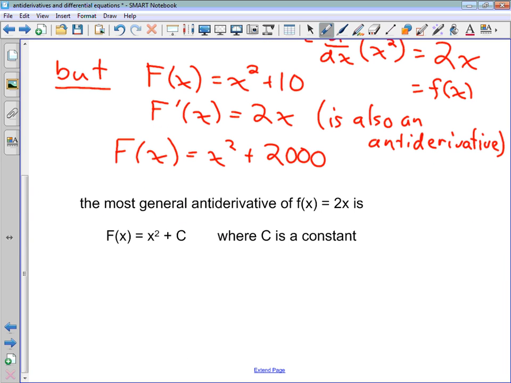So sometimes we say that the most general antiderivative of a function, or in this case our specific function f of x equals 2x, is capital F of x equals x squared plus C, where C is a constant. So we can always add a constant onto the end when we are taking our antiderivative and still have a valid antiderivative.